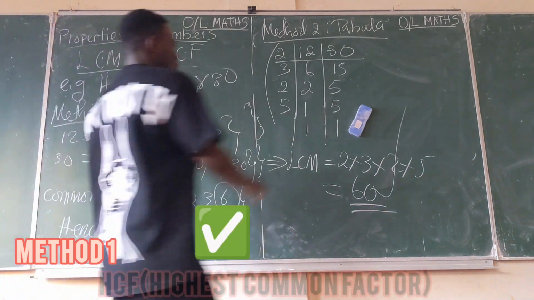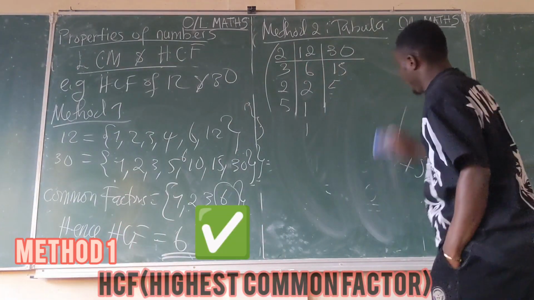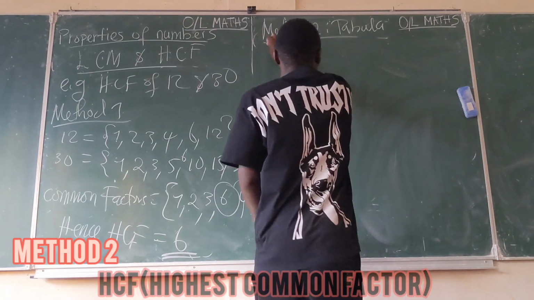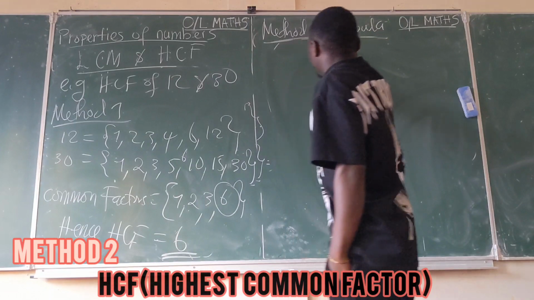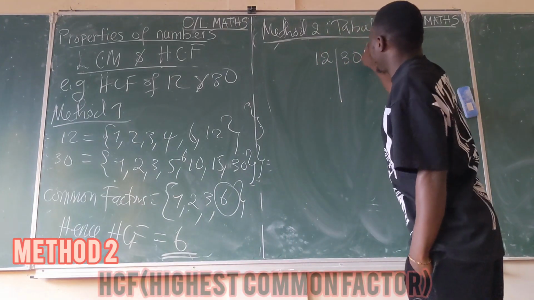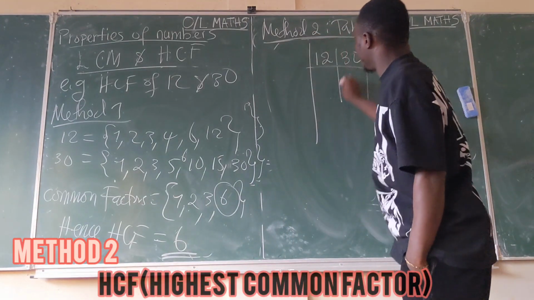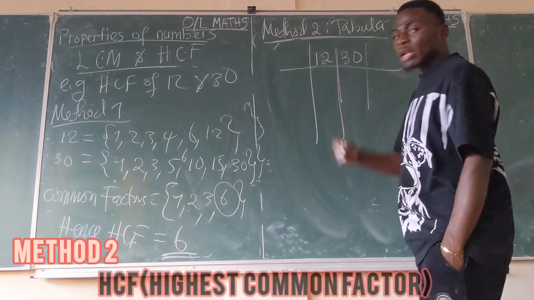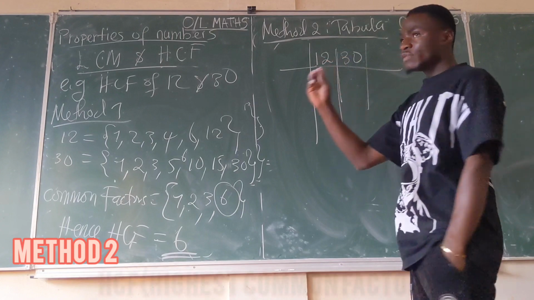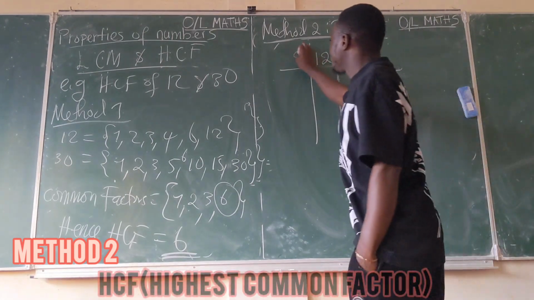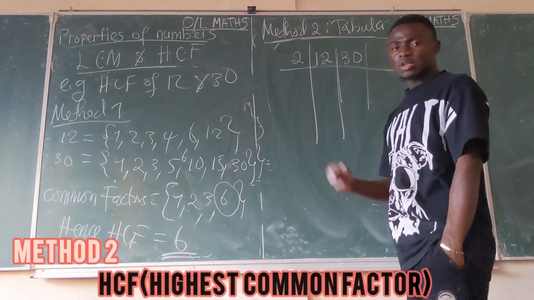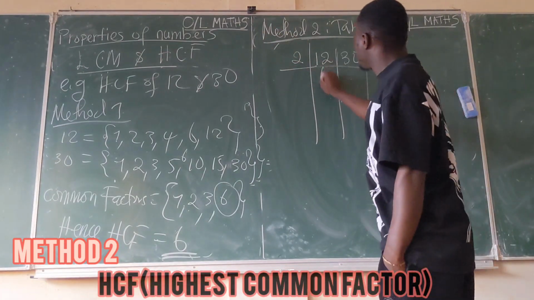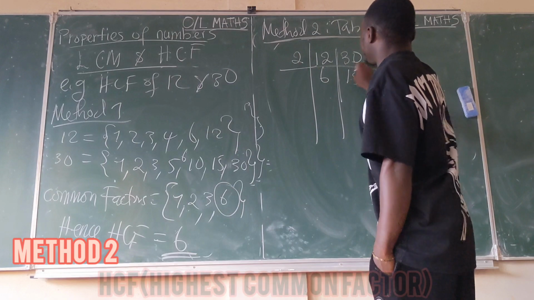Okay? That's it. Now, using method 2, which is a tabular method, you start by writing out the numbers 12 and 30. Now, what do we have to do? Same process. Start by looking for a number that 12 and 30 can divide with no remainder. You can always try prime numbers beginning from 2. 12 divided by 2 is 6. 30 divided by 2 is 15.